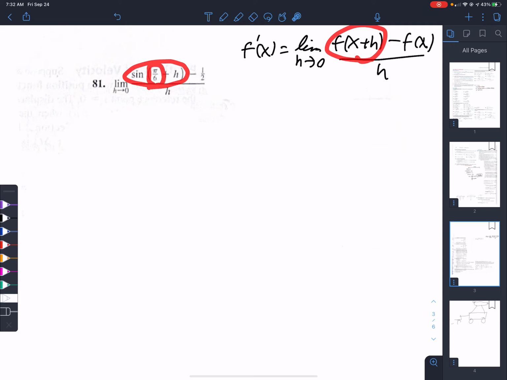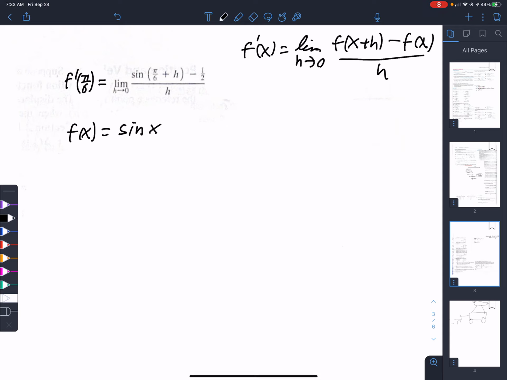If x is pi over 6, then this should be f of x, which would be sine of pi over 6, and the sine of pi over 6 is 1/2, so that totally matches this form. So this is, by definition, the derivative. Back up on that. By definition, this is the derivative at pi over 6 of f. So the question is, what is your function f of x? If you look, clearly it's sine of x plus h. So the function is sine. So this is sine.